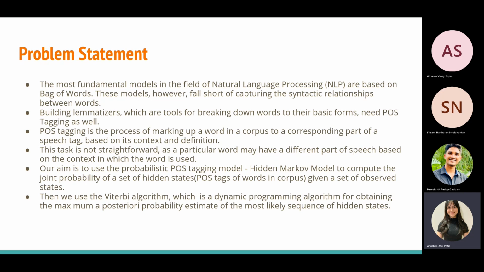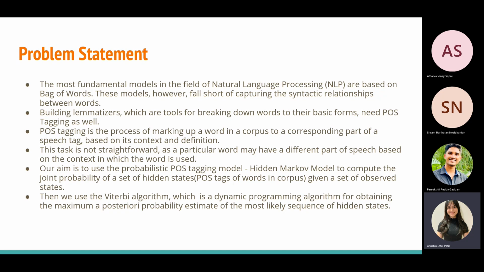So coming to the problem statement, the most fundamental models in NLP are based on bags of words. Bags of words is nothing but it takes into consideration the different words that we have within our corpus and the number of times that they occur within the corpus. So we are not essentially capturing the syntactic relationship between the words here. Building lemmatizers, which are tools for breaking down words to their basic forms, also needs POS tagging. POS tagging is basically a process of marking up a word within a corpus to the corresponding part of speech in the sentence, depending on its context and definition.